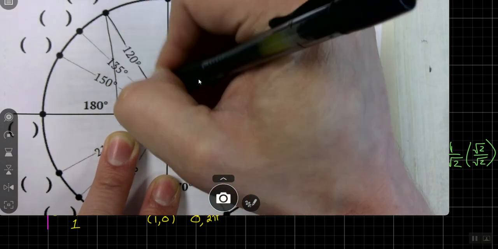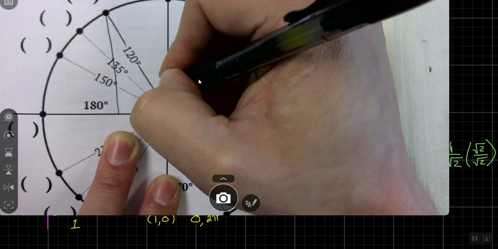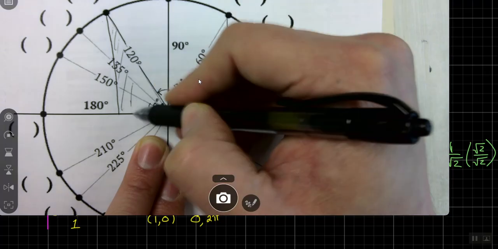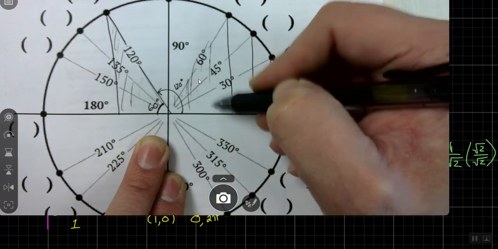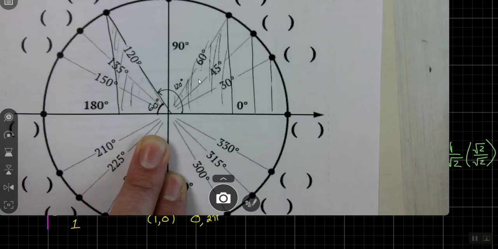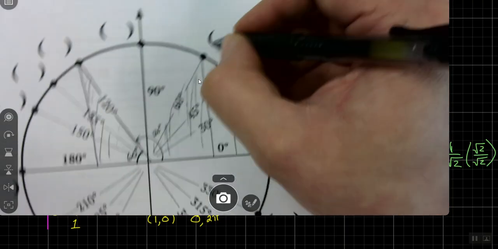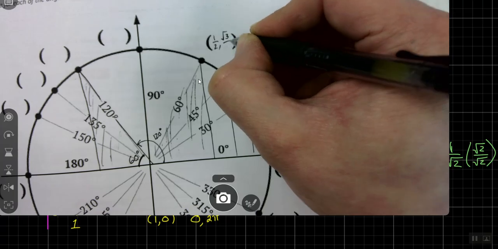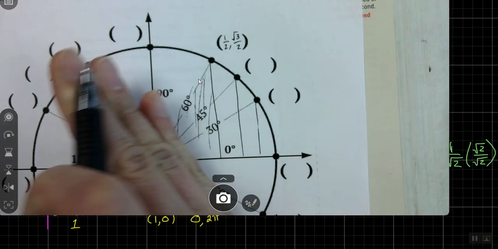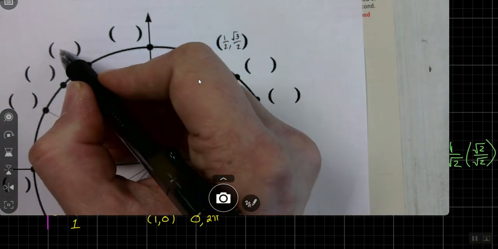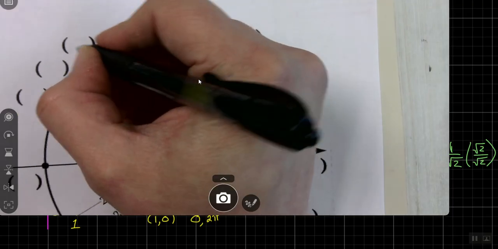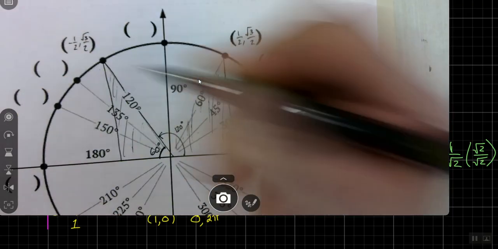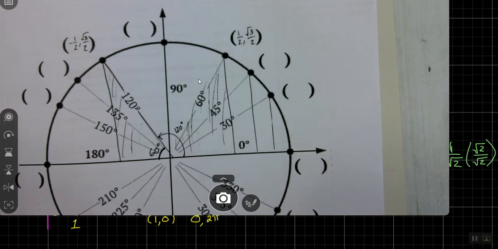And this is still a length of 1? Oh, okay. Well, it's exactly the same. This triangle and this triangle are the exact same triangles. They're just flipped. So if this ordered pair right here was 1/2, root 3 over 2, and we just folded it over the y-axis, I can see it's the exact same value.